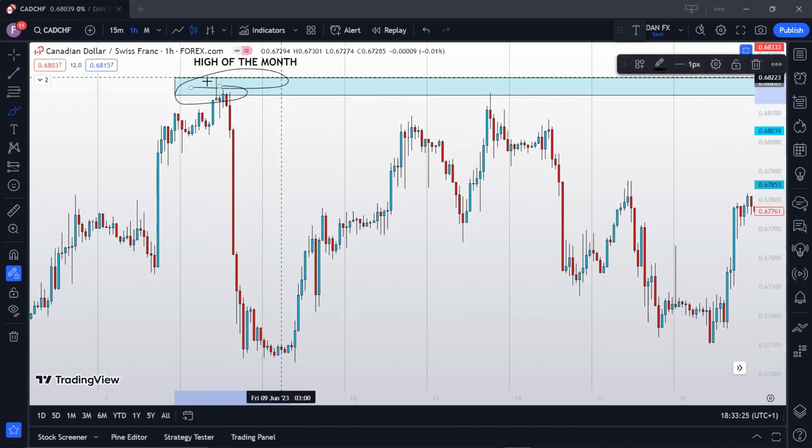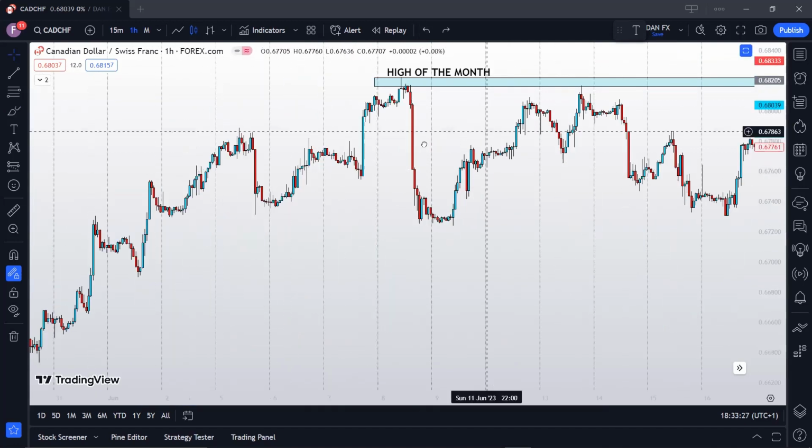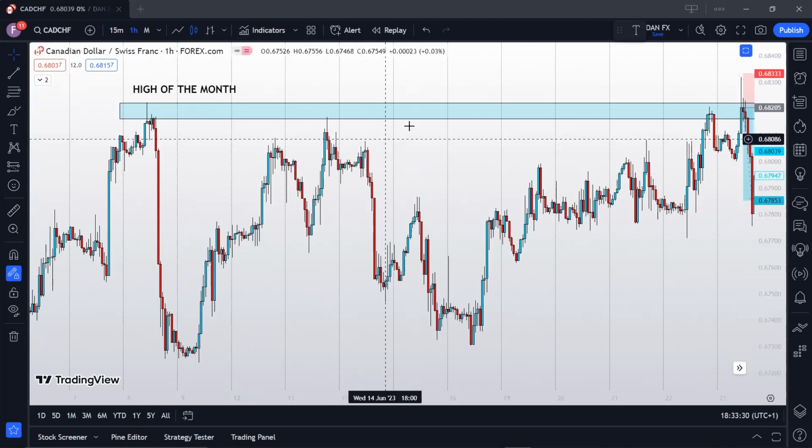This is a sign that there's a lot of liquidity all the way up here. All right, this week that is left here. So when the market goes back to that week, we can expect a reversal.